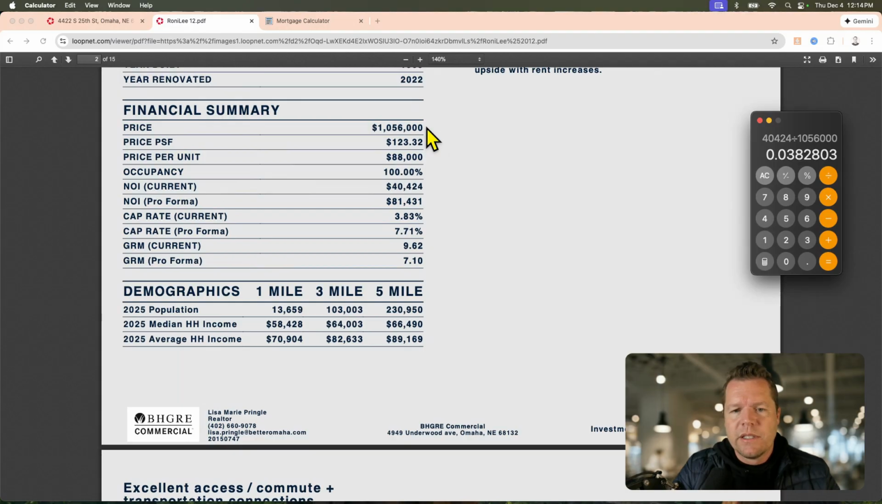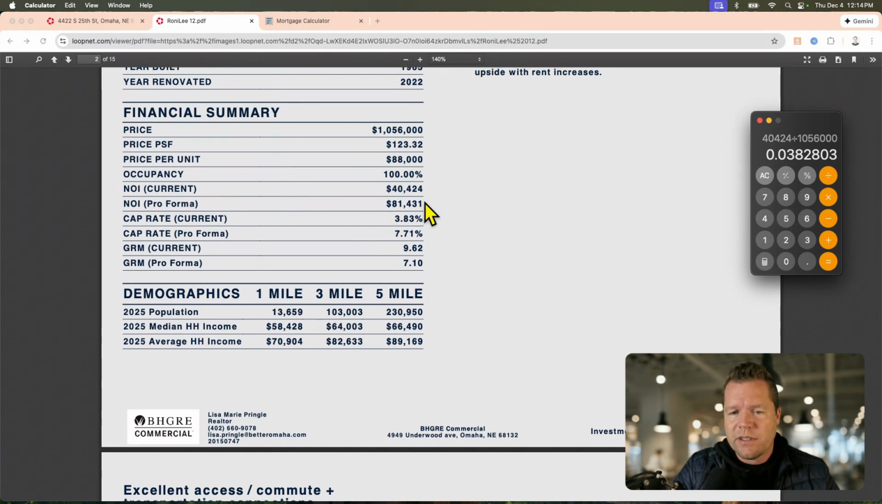25 years. So, and this net operating income does not include a mortgage payment, mind you. So they project that it could make double, and it could make 81,000. So at this purchase price, that raises the cap rate all the way up to 7.71. So it doubles the cap rate. Okay.